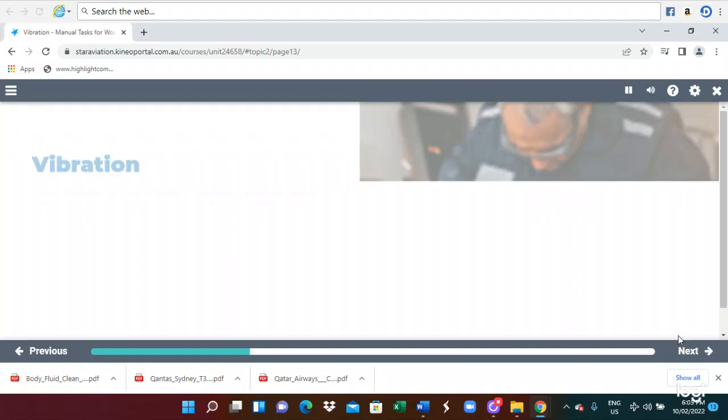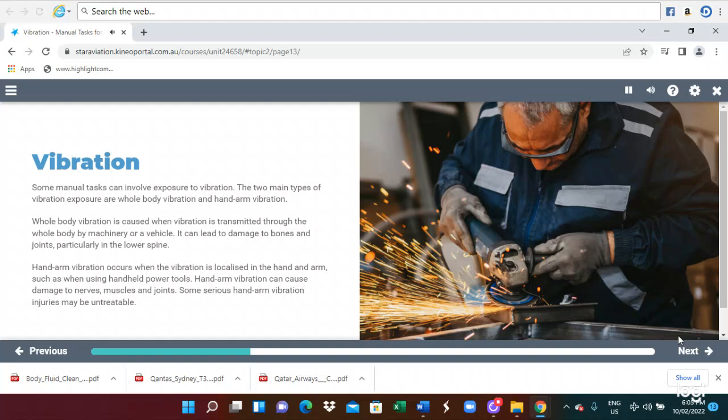Some manual tasks can involve exposure to vibration. The two main types of vibration exposure are whole body vibration and hand-arm vibration. Whole body vibration is caused when vibration is transmitted through the whole body by machinery or a vehicle. It can lead to damage to bones and joints, particularly in the lower spine. Hand-arm vibration occurs when the vibration is localized in the hand and arm, such as when using handheld power tools. Hand-arm vibration can cause damage to nerves, muscles, and joints. Some serious hand-arm vibration injuries may be untreatable.